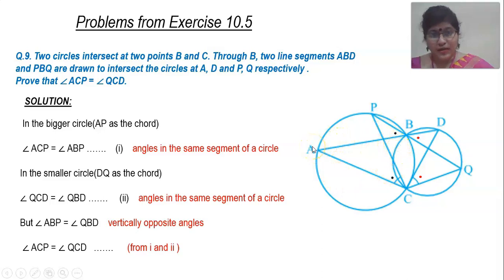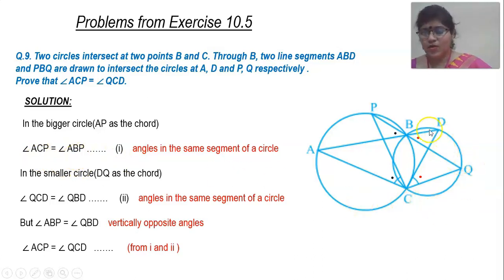So look at the angles in the major segment. Angle ACP will be equal to angle ABP. It's shown here in black. These two angles will be equal because they are angles in the same segment. The clue here is you start with what is given. So we start with angle ACP and look at an angle which is congruent to ACP. So it will be angle ABP.